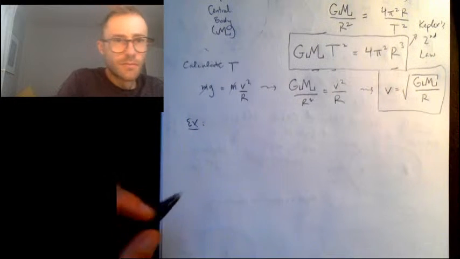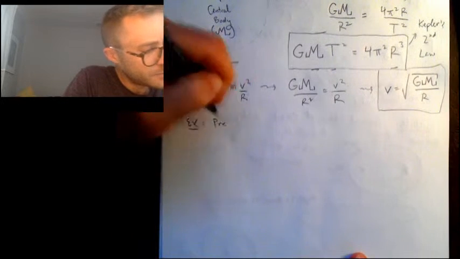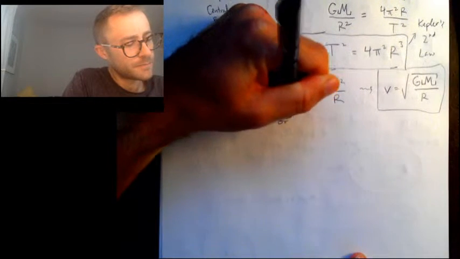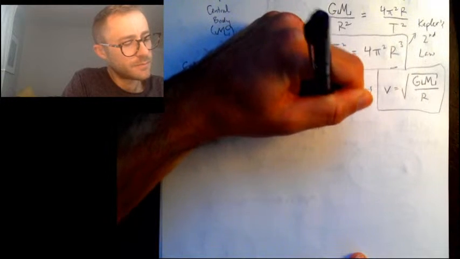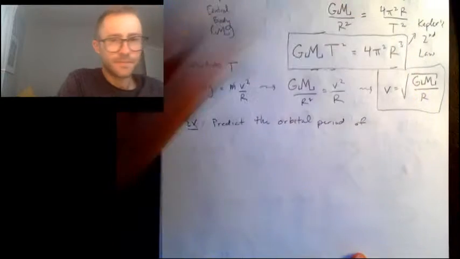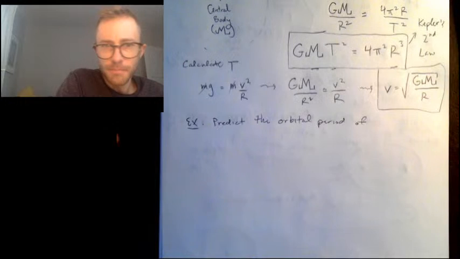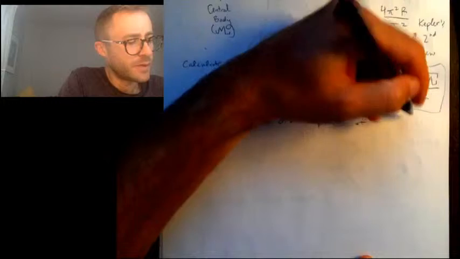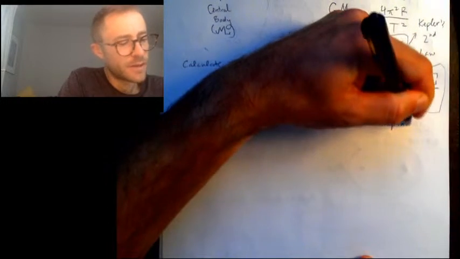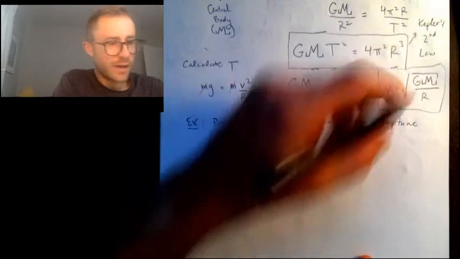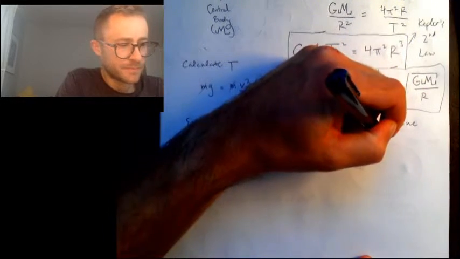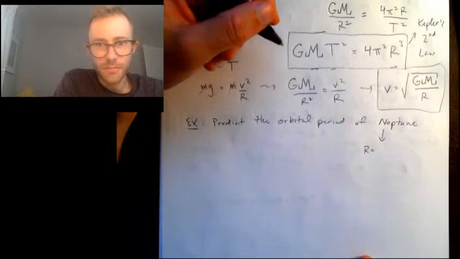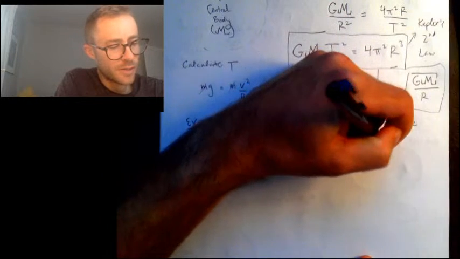Let's predict the orbital period of Neptune. Now, the radius of Neptune's orbit is approximately 30 AU.